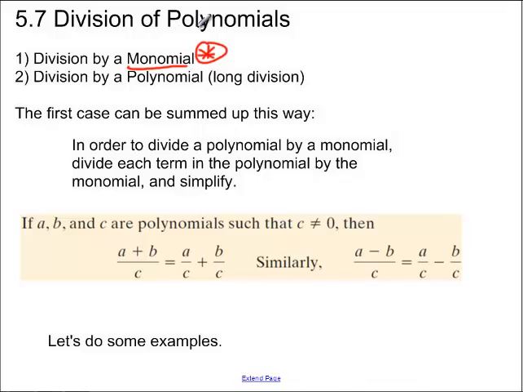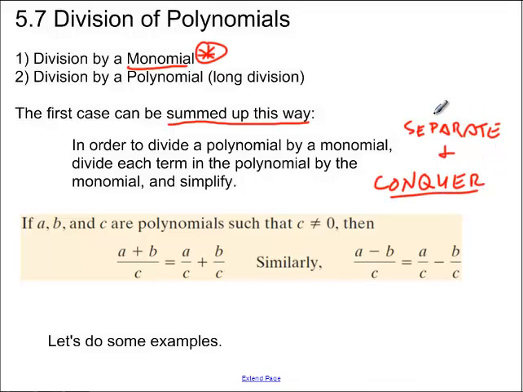So dividing a polynomial by a monomial can be summed up right down here. In order to divide a polynomial by a monomial, divide each term in the polynomial by the monomial, and then simplify. I call this separate and conquer. I can't call it divide and conquer because, well, that would be too applicable. So we call it separate and conquer. Let's take a look at what we've got here specifically.